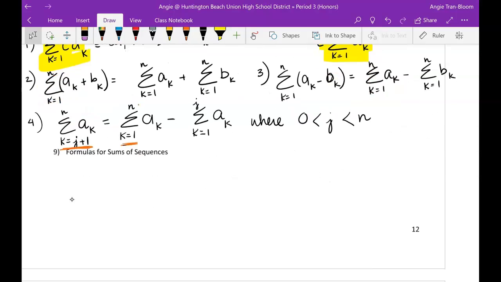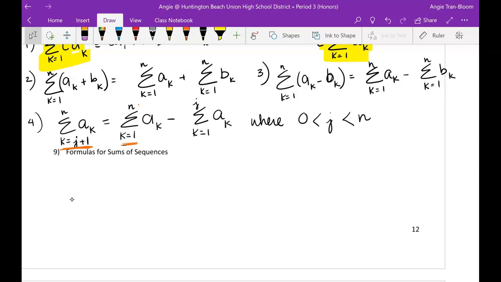And if this is confusing, it's totally okay. We will do problems, and that will be using these, just like all of our definitions. At first, it sounds scary and it looks scary and it sounds confusing, but it's just a language. Once we put it to use, they will make a lot more sense. Okay. All right, formulas for sums of sequences.